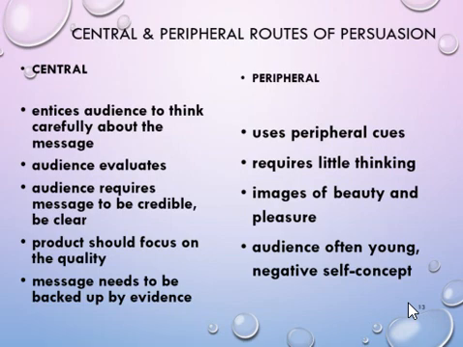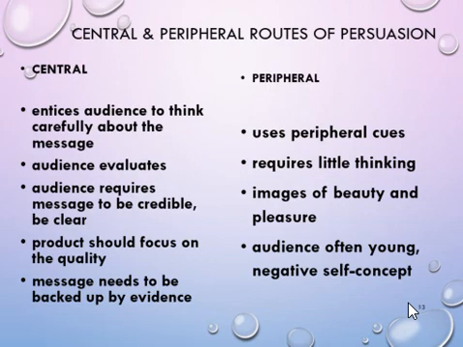The peripheral route uses peripheral cues: feelings, emotions, pictures, humor. It requires little thinking and uses images of beauty, pleasure, happiness. Whatever you have seen in last year's movie, and I want you to watch it, The Truman Show, it was based on the peripheral route. Everything was beautiful, perfect, calm.